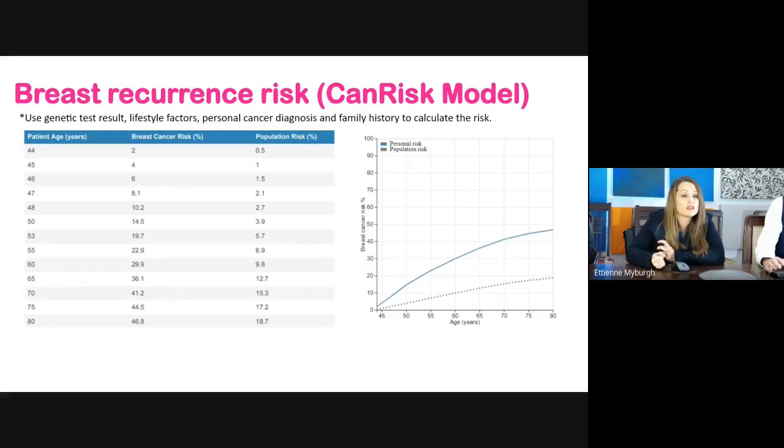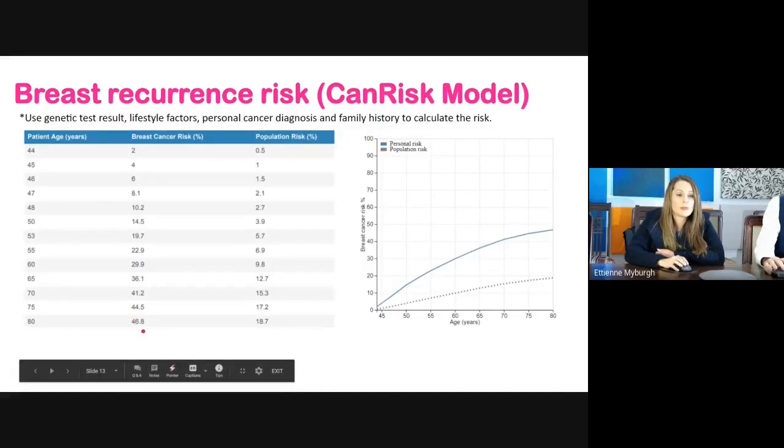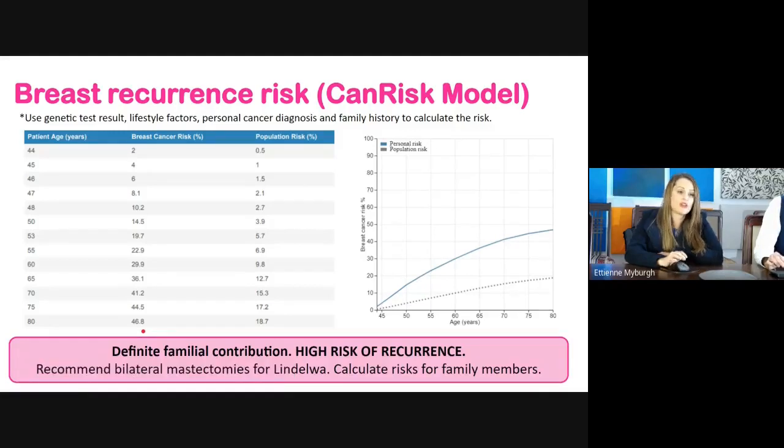In this particular instance, I use the CANRISK model. If you look at this risk, you'll see her risk of getting another breast cancer. The solid blue line is her risk, and this dotted line is the population risk. You can see it's much higher for her than for another woman of her age. If you look at it, it's about 46.8%. So now I say to her, listen, if I look at your risks and I look at your family history, there's a definite familial contribution to the cancers in the family. And there's a high risk of having another breast cancer.